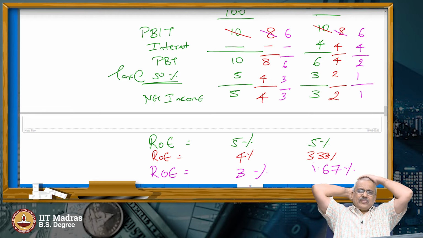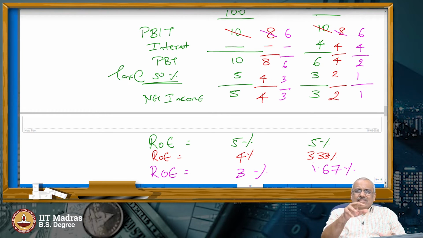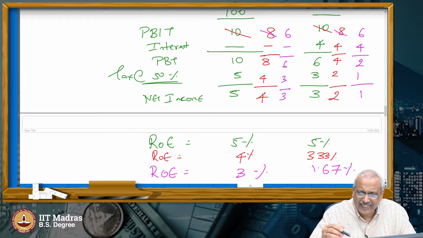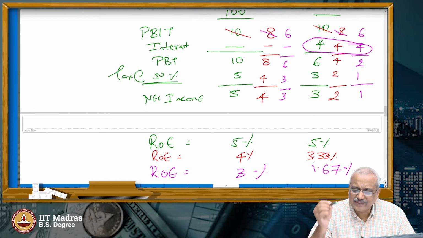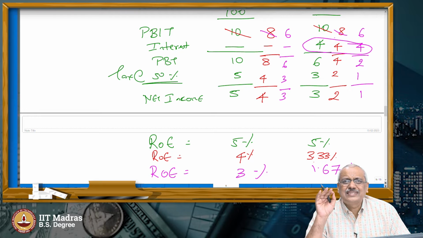So what is happening? If you are an equity holder in company B vis-a-vis company A, your risk is higher, because as and when the bottom line, that is the profit before interest and tax, drops, the entire hit is borne by the equity holders, as you can see, and debt holders continue to get the same $4 in all the three cases.